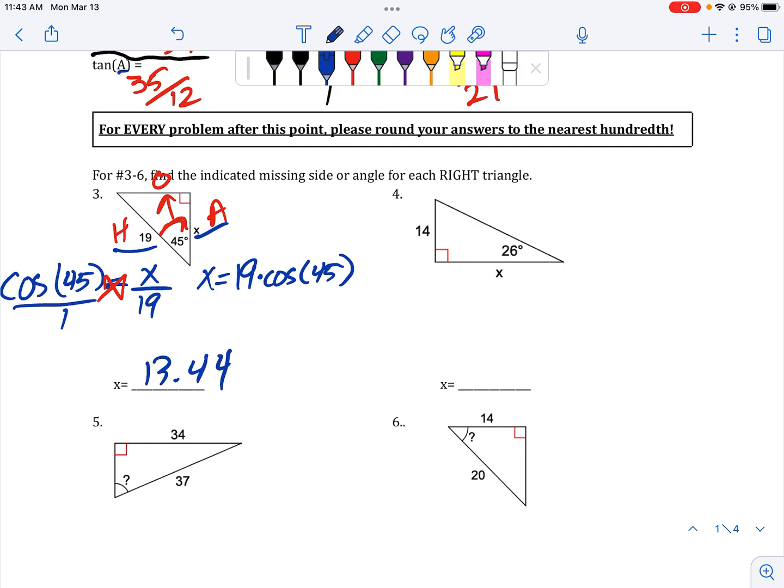Remember, when you're plugging this in your calculator, make sure your calculator is in degree mode. If you set it in degree mode, all you have to do is do that once, as long as a friend doesn't borrow it. If you're borrowing a friend's calculator, make sure their mode is in degrees, since some other classes use radians.